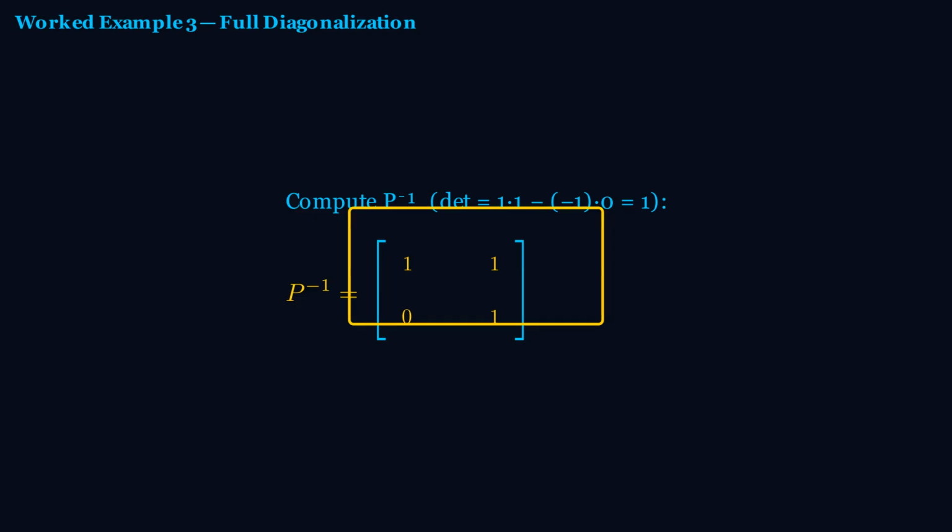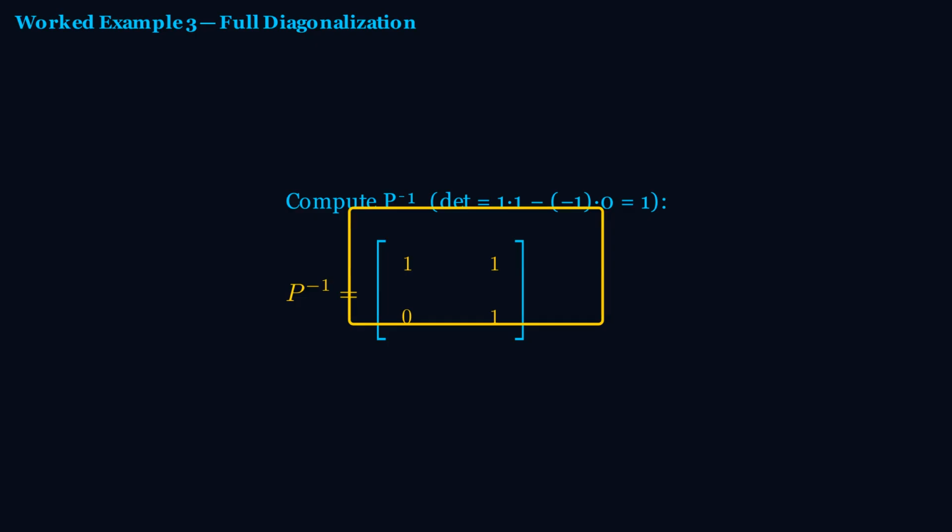For a 2 by 2 matrix with entries a, b, c, d, the inverse is 1 over the determinant times d, negative b, negative c, a. The determinant of P is 1 times 1 minus negative 1 times 0, which equals 1.